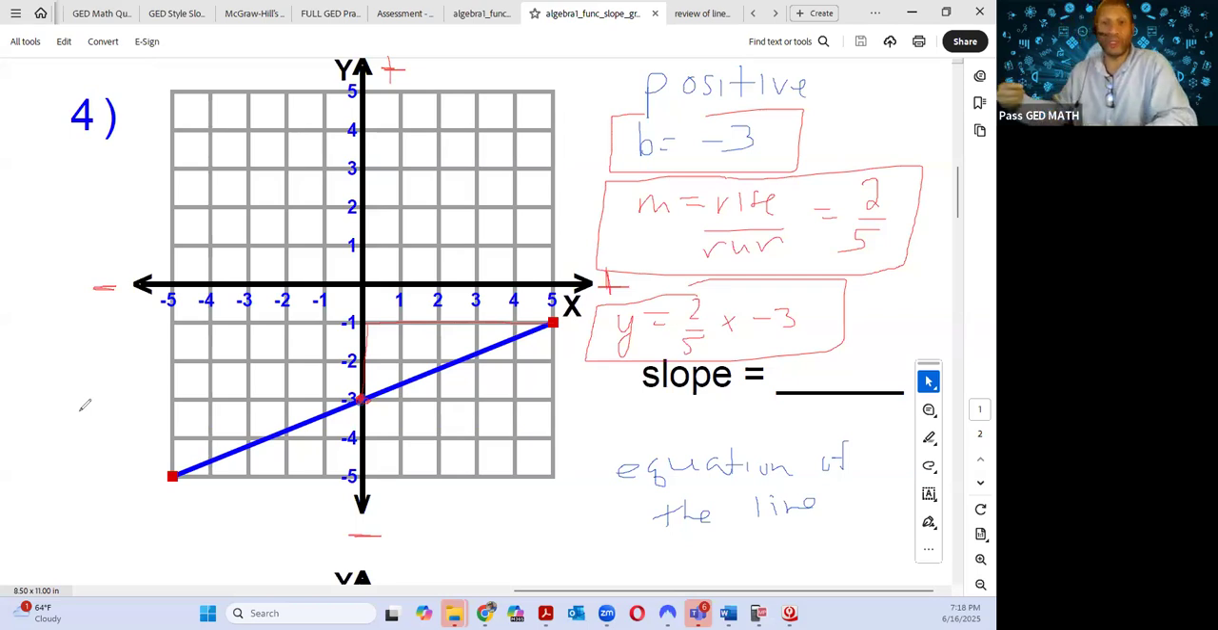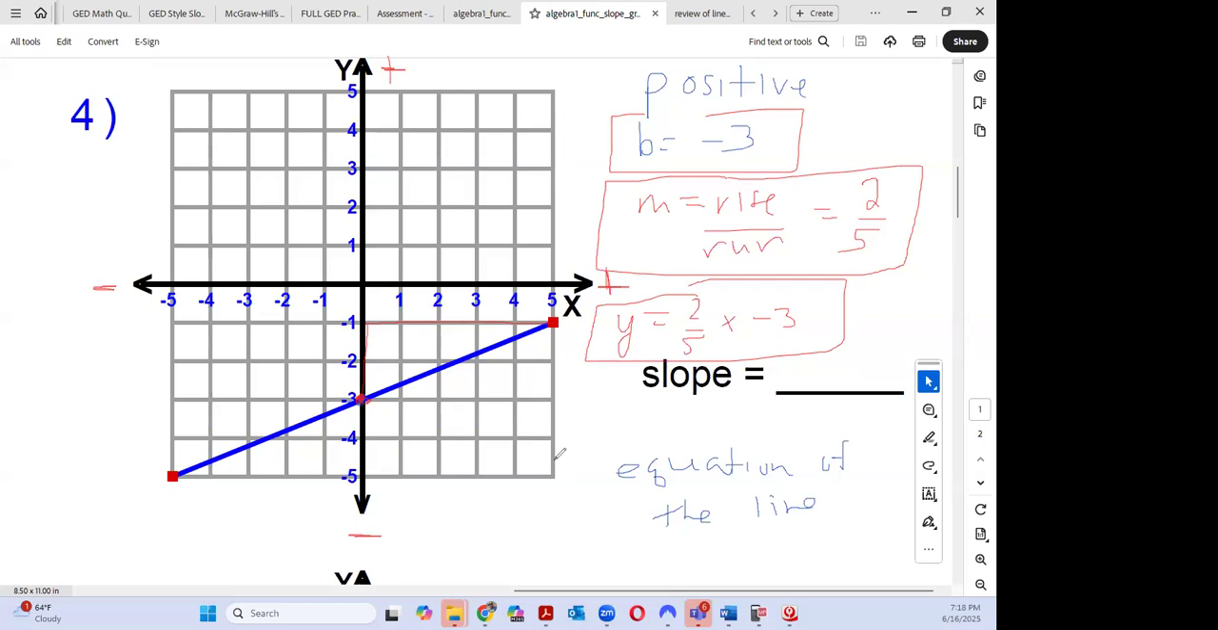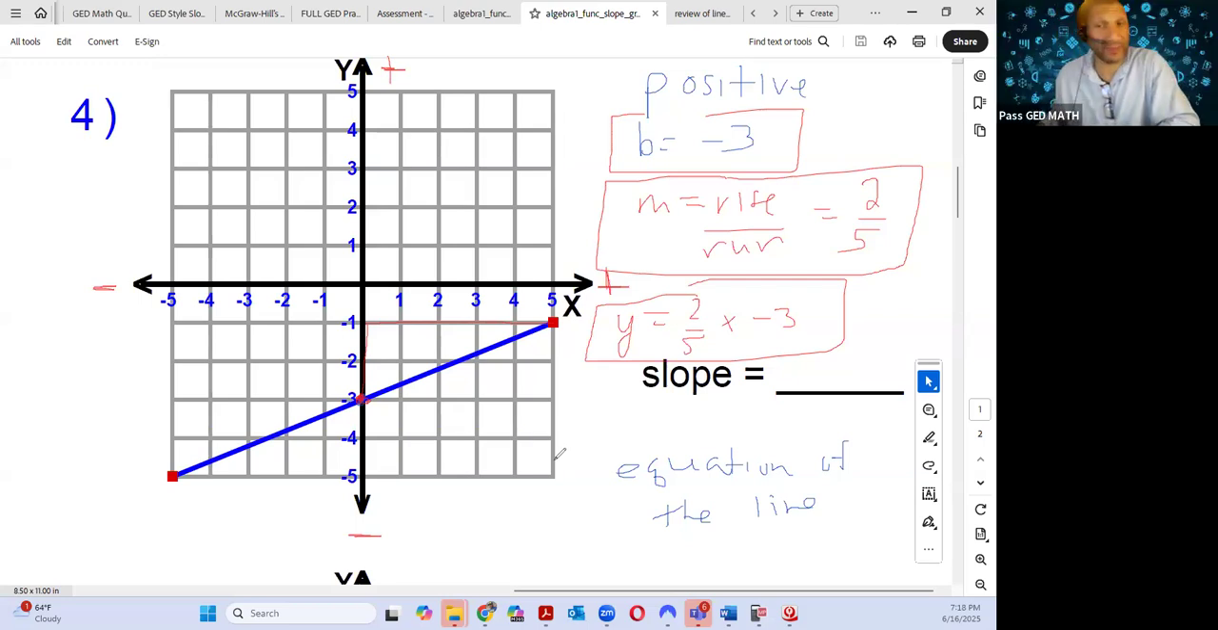This is the equation of the line. Y equals 2/5 x minus 3. The slope is 2/5. The y-intercept is -3. But to know what the equation of the line is, you need to know two things. You need to know the slope. You need to know the y-intercept. So that's why I figured them out first, and then got my equation of the line.